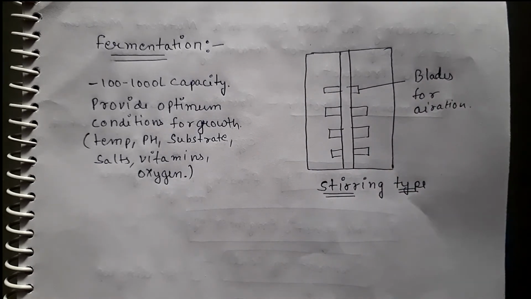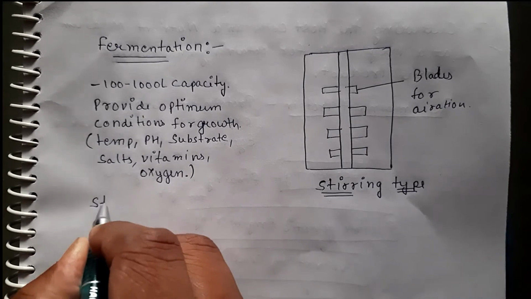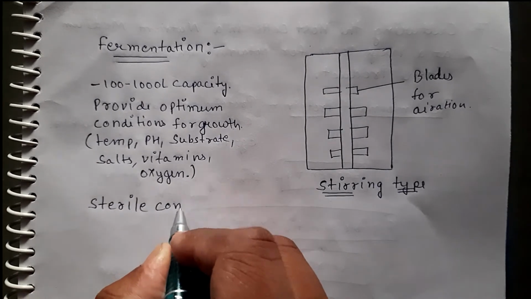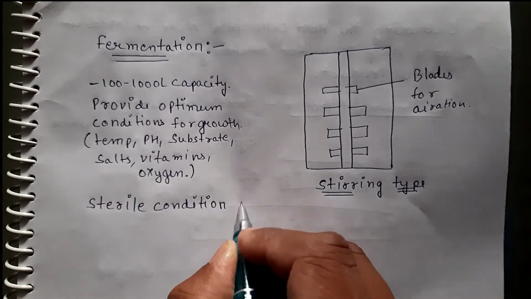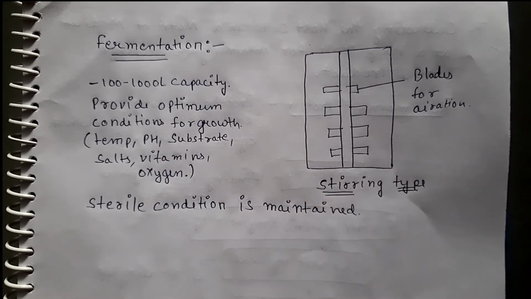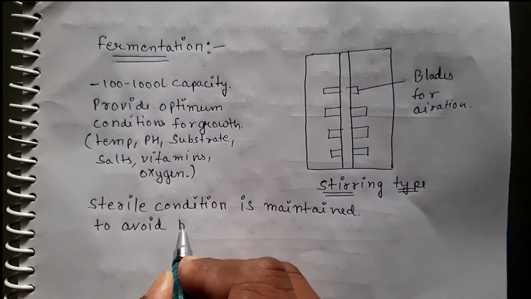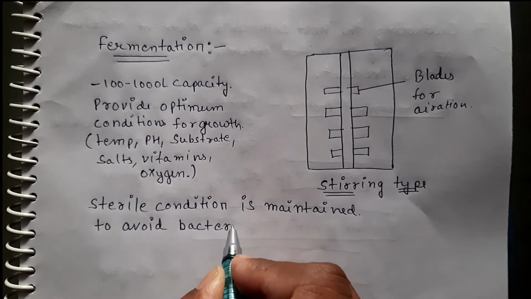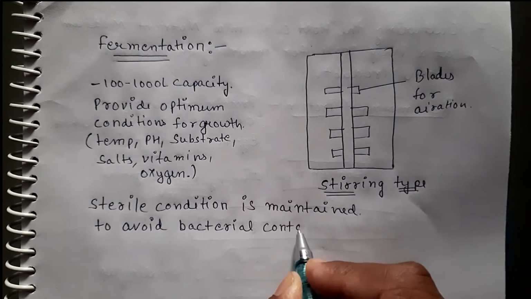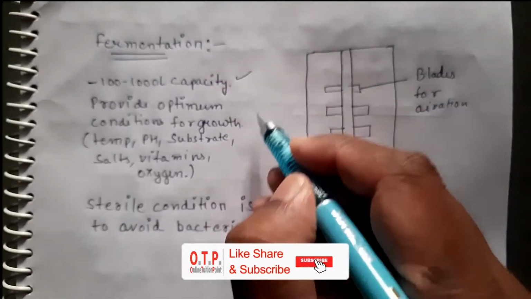Also, sterile condition is maintained to avoid bacterial contamination. So fermenters are big containers of 100 to 1000 liter capacity that provide optimum conditions for the growth of cells, and third, sterile conditions. The common fermenters used are stirring type fermenters, where aeration of the material always occurs, that means oxygen is provided.